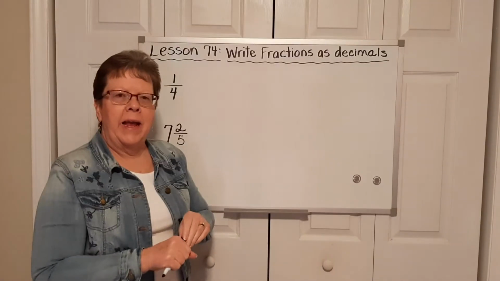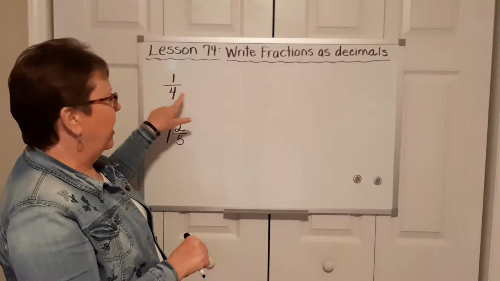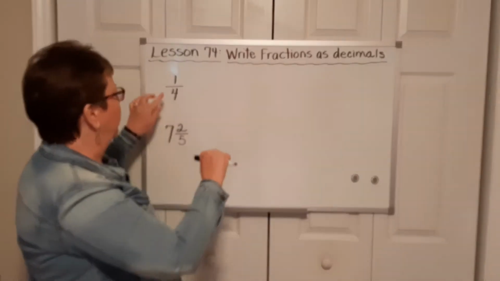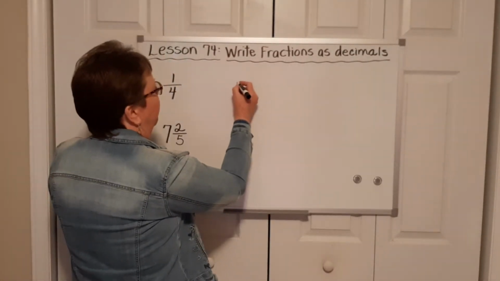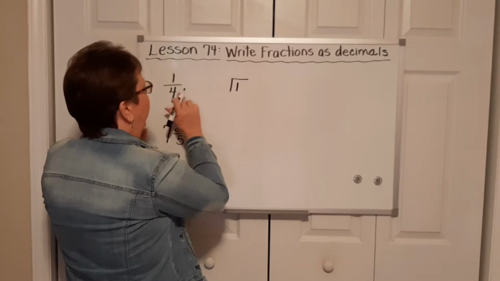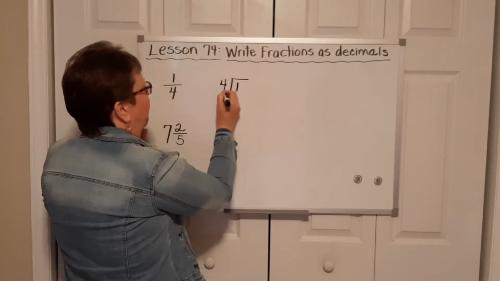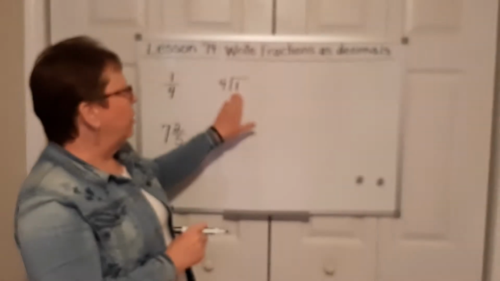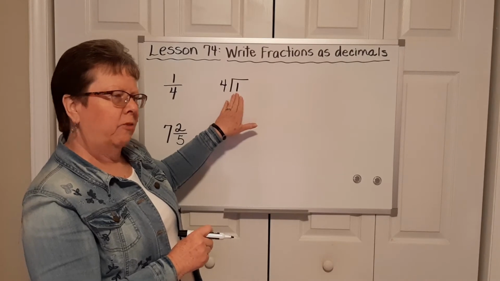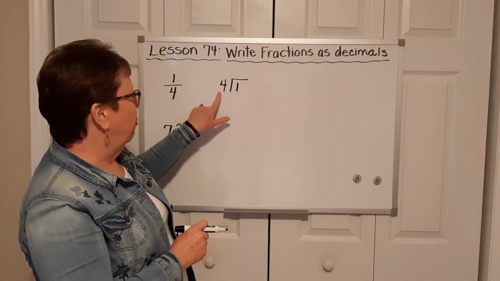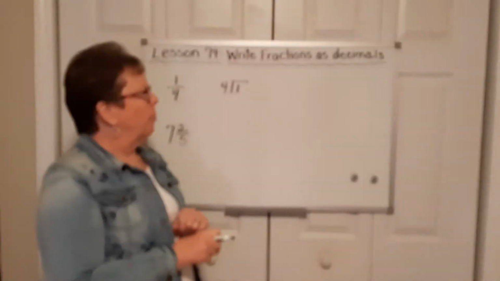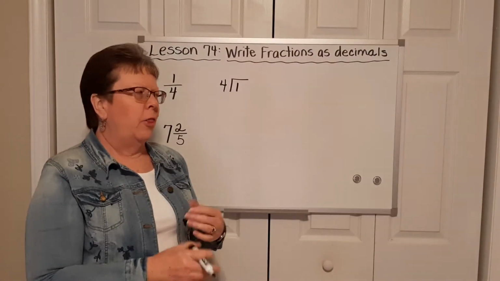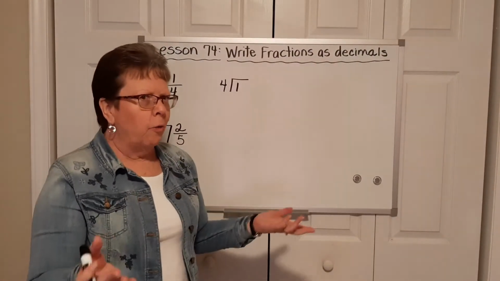Anytime we want to make a fraction into a decimal, this is what we do. We take our numerator and we divide it by our denominator, okay? Now, one thing to remember, your numerator, your top number in your fraction, always goes inside the division box, and your denominator goes outside.